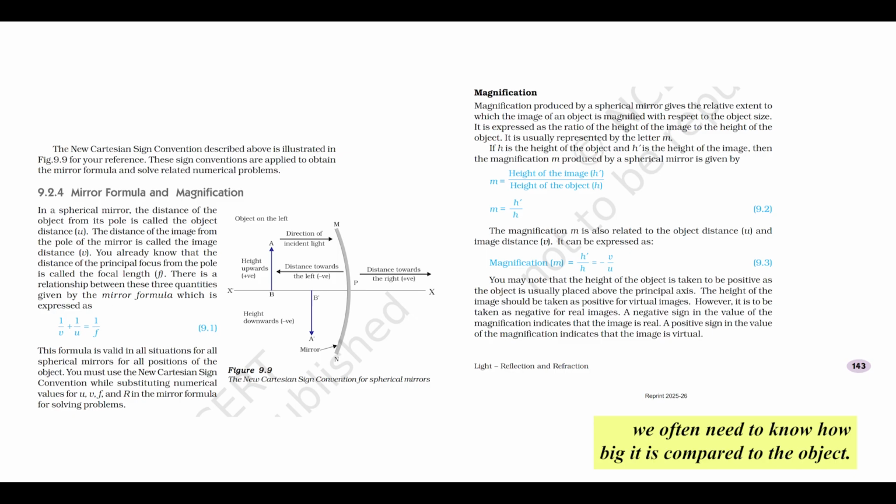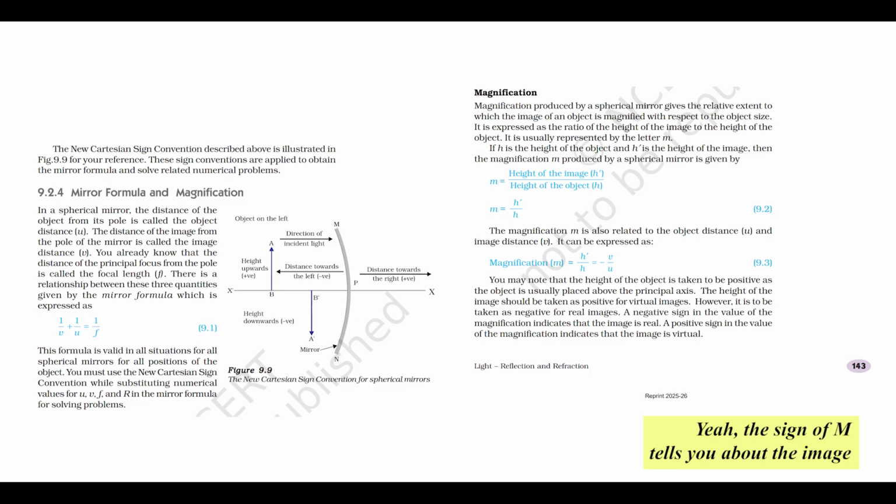Now, besides where the image is, we often need to know how big it is compared to the object. That's magnification, m. Magnification tells us the relative size and orientation. 2 ways to calculate it. First, using heights, m equals h'/h, equation 9.2. That's image height divided by object height. Second, using distances, m equals minus v/u, equation 9.3. Note the minus sign here. Magnification is the negative ratio of image distance to object distance for mirrors. Okay, m equals h'/h or m equals minus v/u.